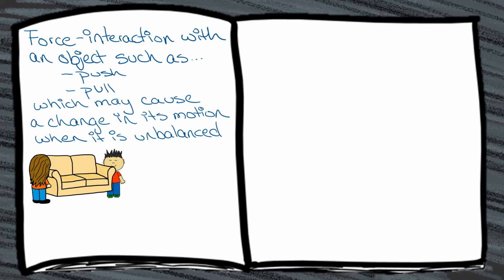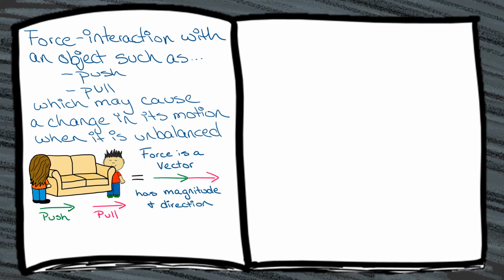Yes, that's right, Alex. Moving a couch would be a great example of both pulling and pushing forces on the object, which in this case is the couch. Notice that these forces have a direction either going against or towards the object to illustrate its interaction, which means that force is a... Yes, you got it, Alex. Force is a vector, meaning it has both magnitude and direction.